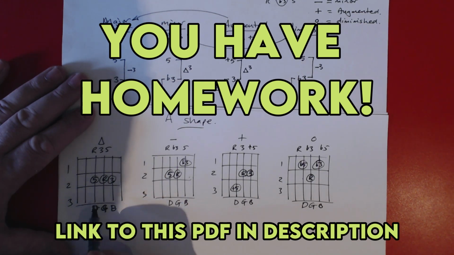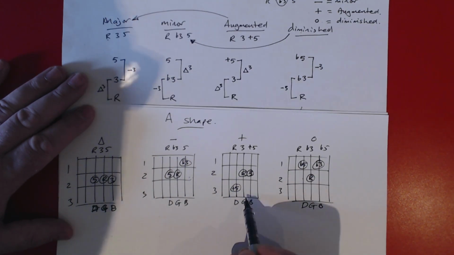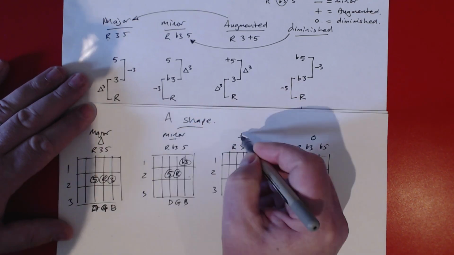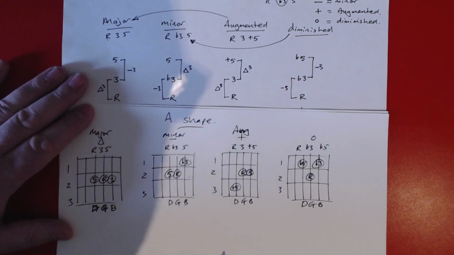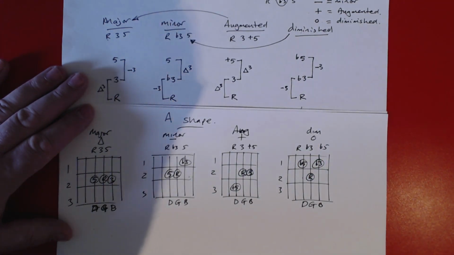So major triad, what does that evoke emotionally? The minor triad, what does that evoke emotionally? Augmented, and I'll just write those above there. Major, minor, augmented. I could shorten that to just say aug, and then diminished, I'll shorten that. I want to see your homework in the comments below.